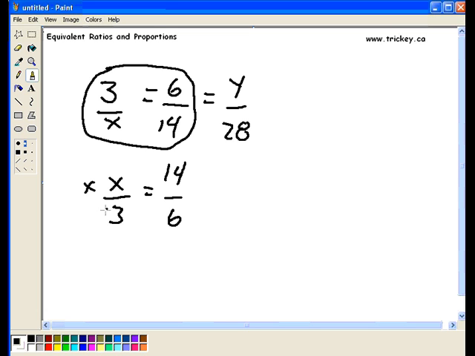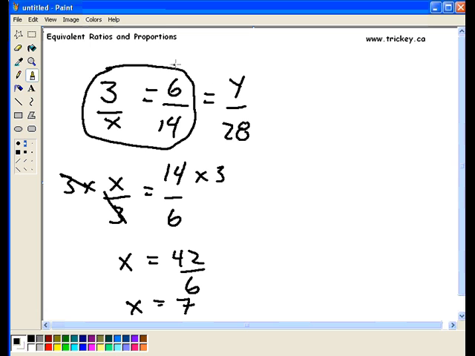I multiply through by 3 to get rid of a divided by 3, and whatever I do to one side, I do to the other. Multiplying by 3 gets rid of a divided by 3 and leaves me with my x on my left side. My left side of the equation is now solved. Let's go to the right side. 14 times 3. Well, 3 tens is 30, and 3 fours is 12, so 12 and 30 is 42 over 6. X equals 42 divided by 6, which is 7.